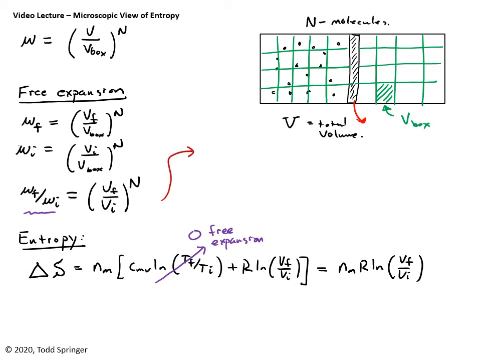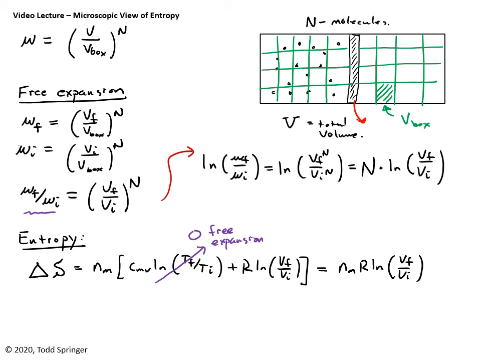Let's take natural log of omega f over omega i, which is the natural log of Vf over Vi to the power n. And then let's use the rule for logs. I can take the n outside: n natural log Vf over Vi. So I can take this here and substitute it in here. So we're going to combine those two formulas. And what do I get?